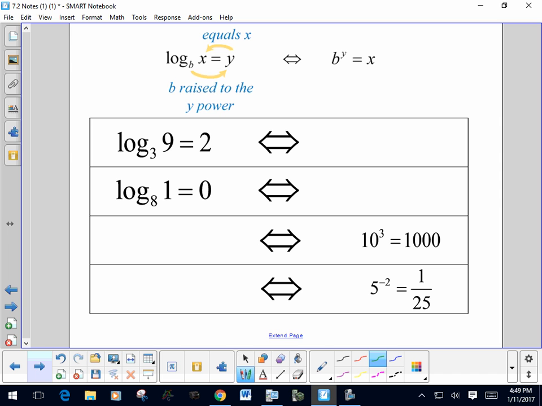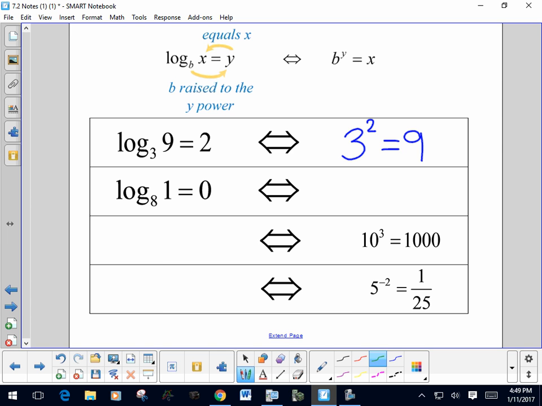Let's try rewriting a couple. So if we have a log, we could write it as an exponential. Log base 3 of 9 equals 2. That is exactly the same. It's giving you the exact same information as 3 to the second power equals 9. Two different forms of the same equation. Two ways of describing the same relationship.